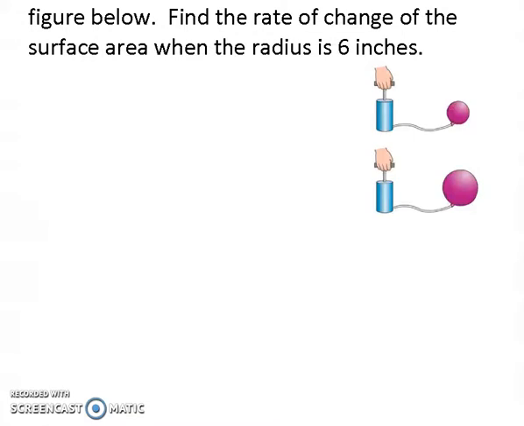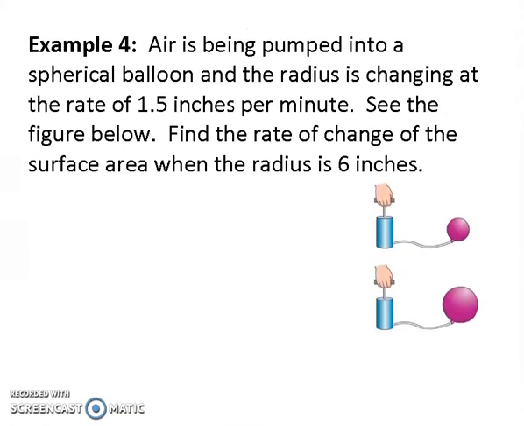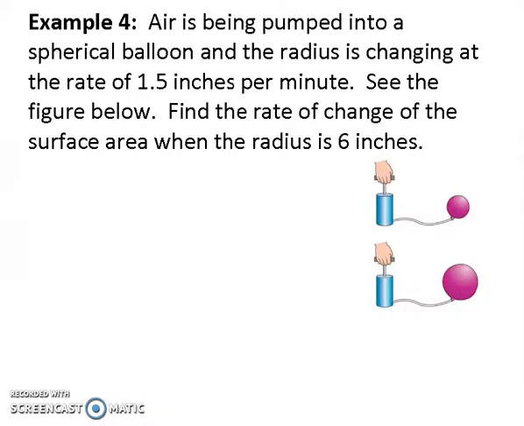All right, let's look at another geometry problem. So this time we have air that's being pumped into a spherical balloon, and the radius is changing at a rate of 1.5 inches per minute. And you got a little picture so you can see what's going on. Obviously the balloon is getting bigger. So that rate of change of the radius would be a positive 1.5 inches per minute. Find the rate of change of the surface area.